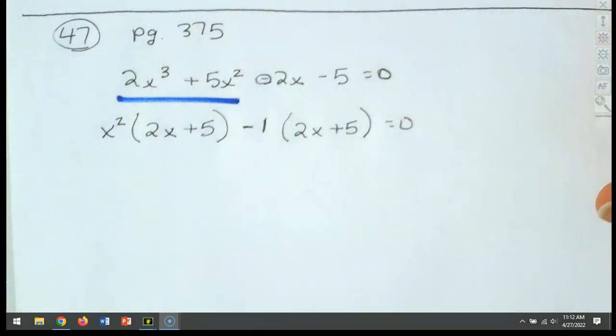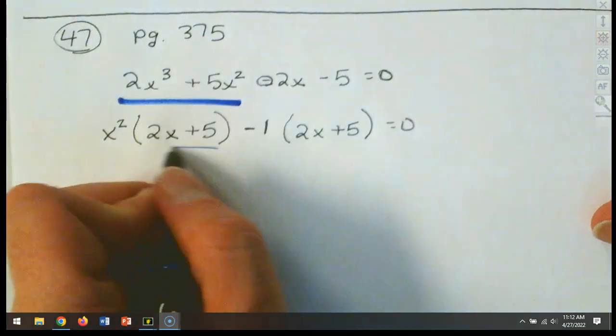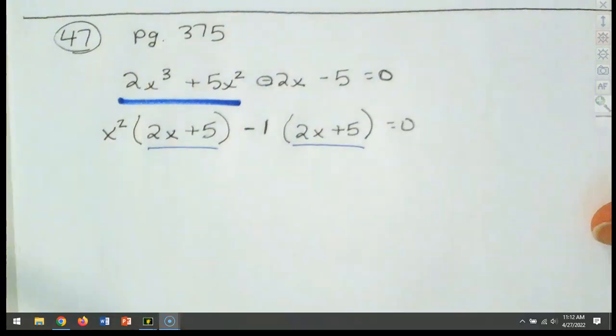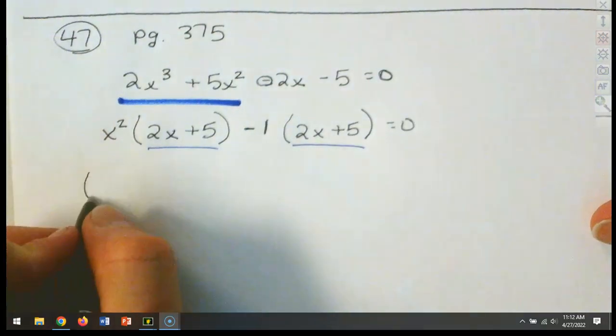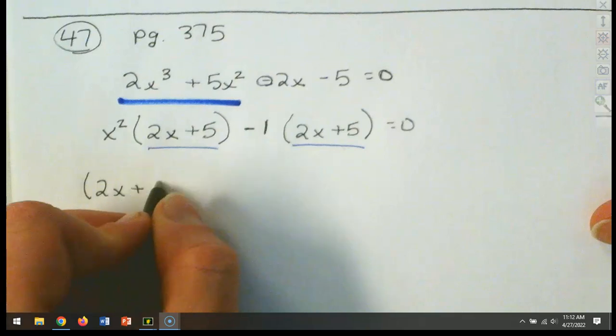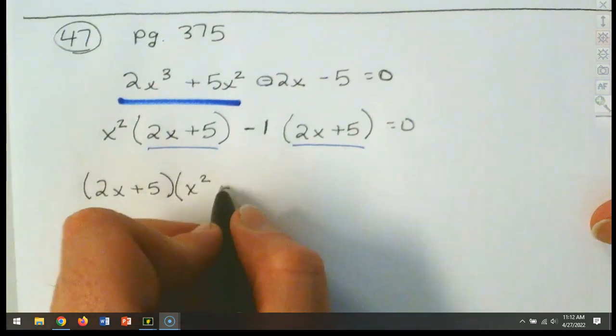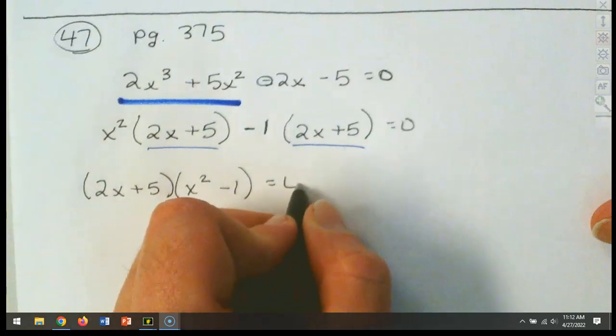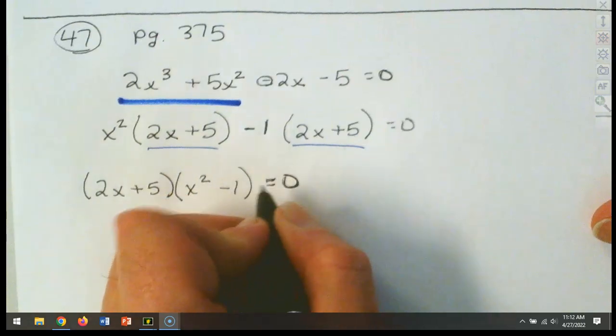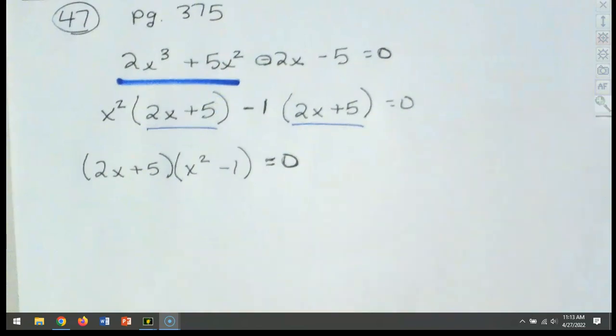Are my groupings the same now? Yep, they are. Okay. So that is now a 2x plus 5 and an x squared minus 1. I am not done yet. Can anyone see what I can do? What can go further now?